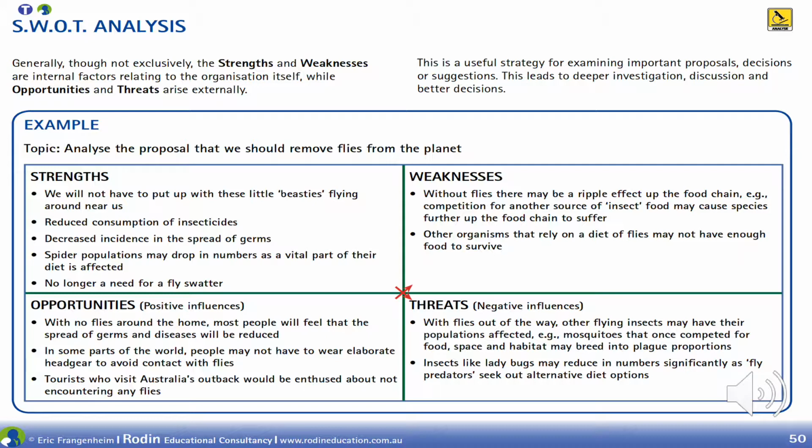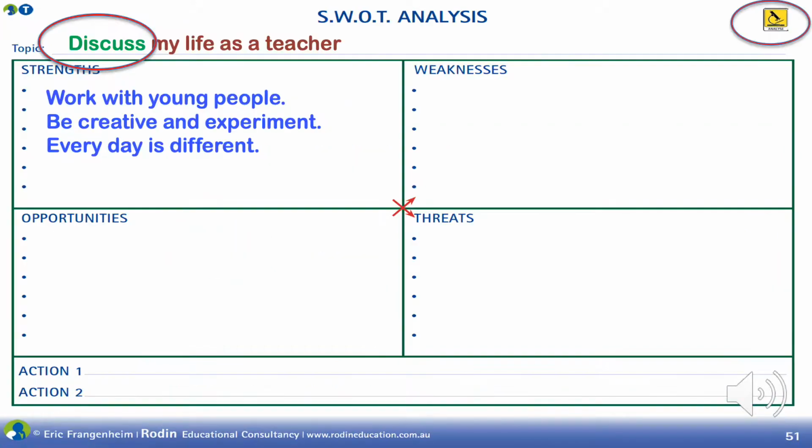So we give you a little example, analyze the proposal that we should remove flies from the planets, and there you have the strengths of the argument, the weaknesses, the possible opportunities that this could bring, and then the threats down the line. Once you understand that, you click to the next one, and there is your blank template, which you would simply project on the board.